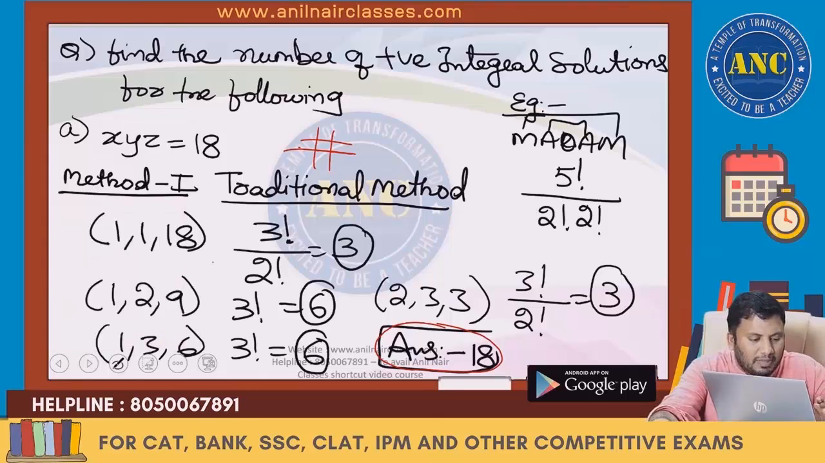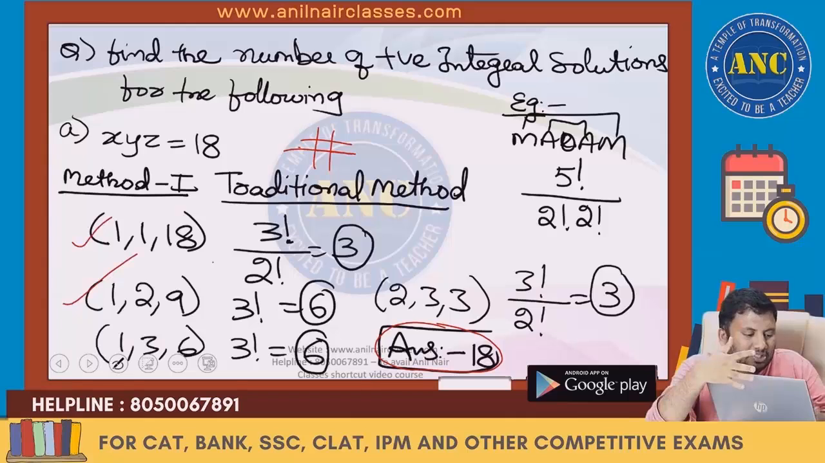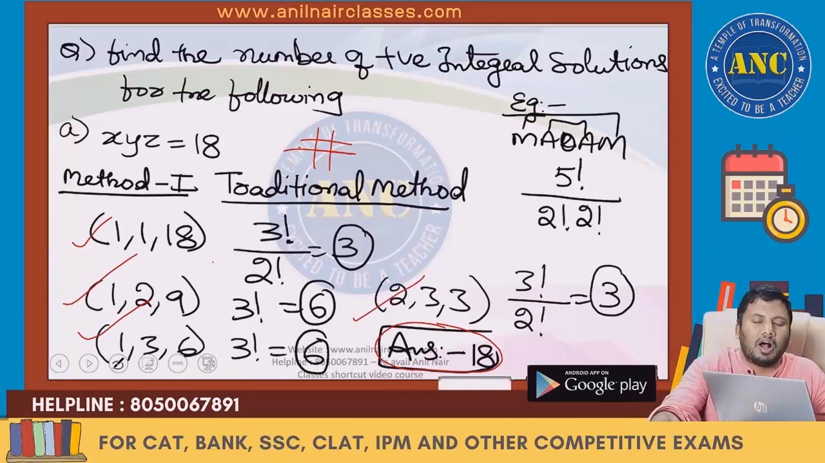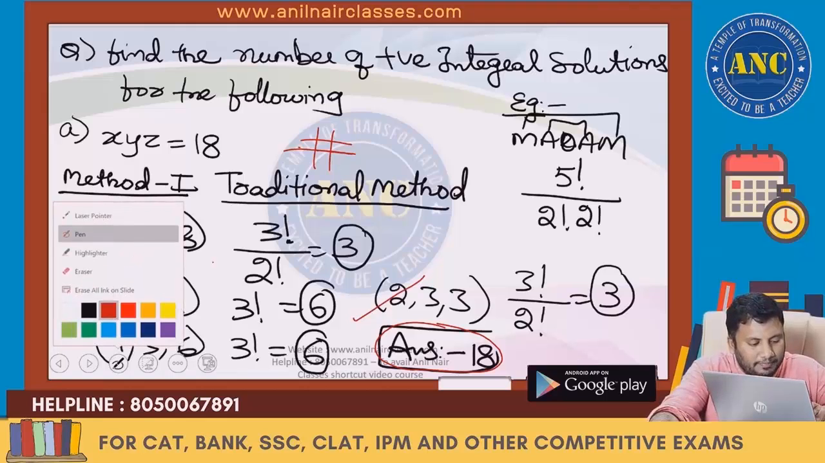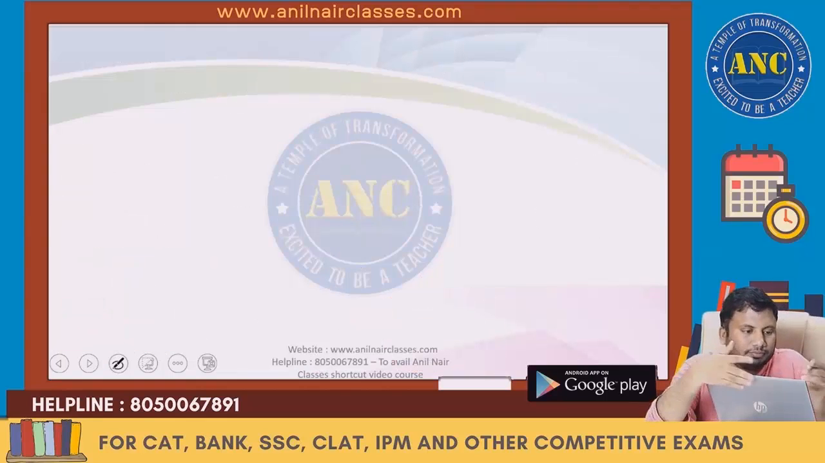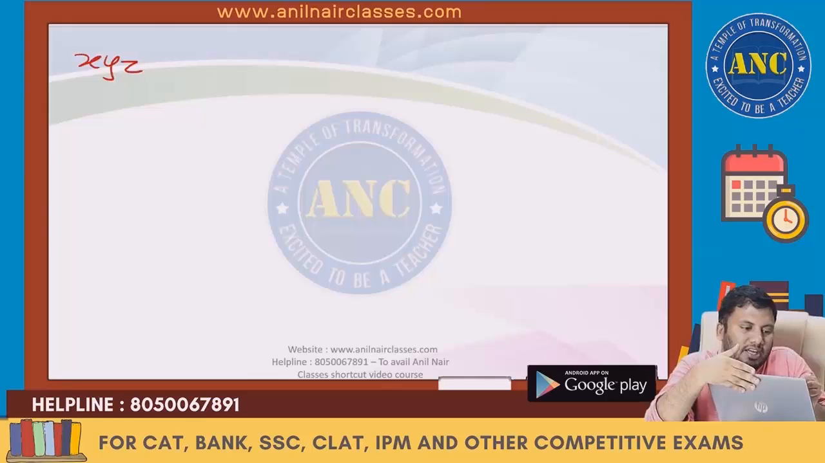This is a traditional method. Writing all the factors of 18: 1, 2, 3, 6, 9, 18. The combination should give you 18. Now, xyz is equivalent to 18.